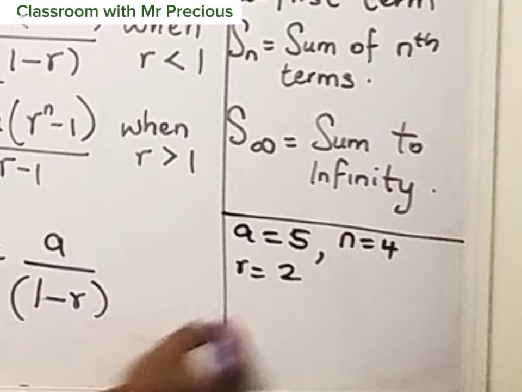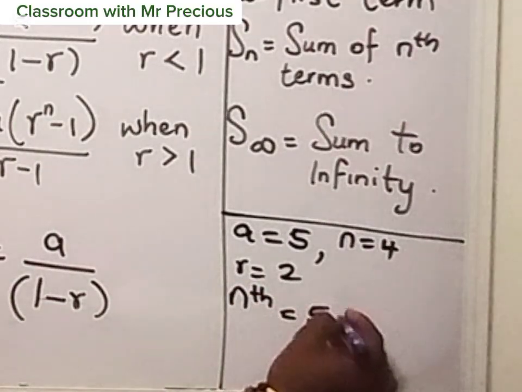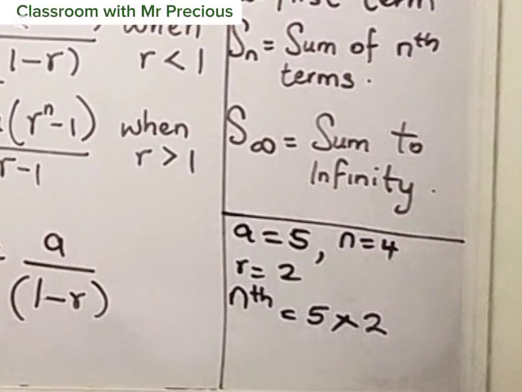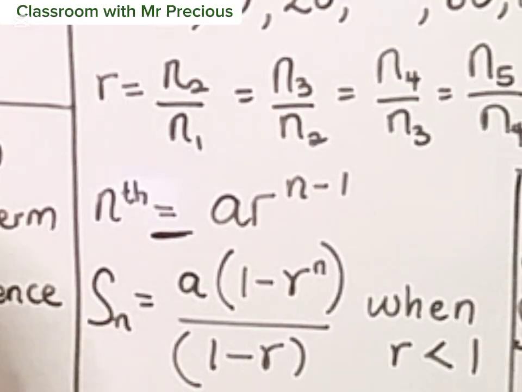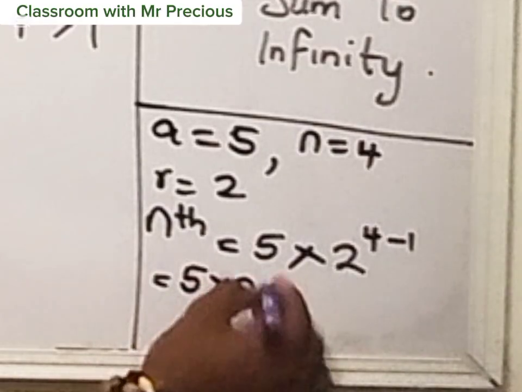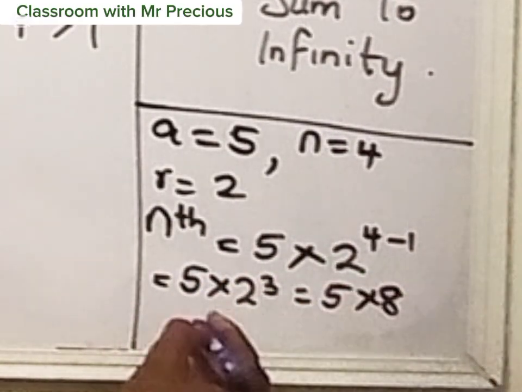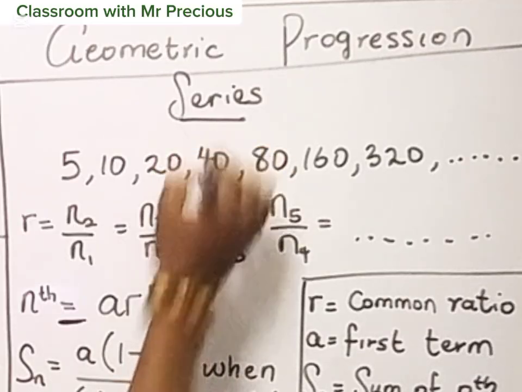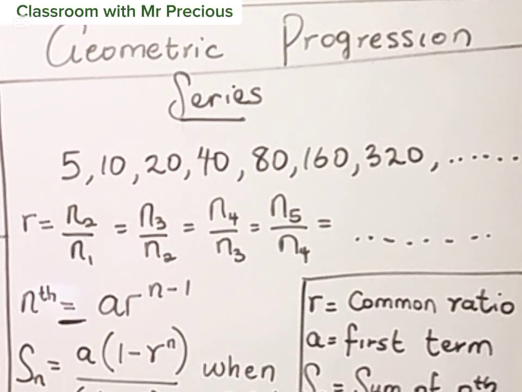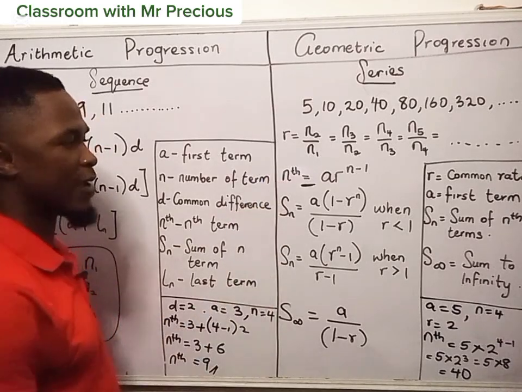So how do we get the fourth term? The fourth term will now be 5 times 2 raised to the power of 4 minus 1, which is 5 times 2 raised to the power of 3, which is 5 times 8. What is 5 times 8? 40. So you know that what's supposed to be here is 40. That is just a quick example using this nth term formula.